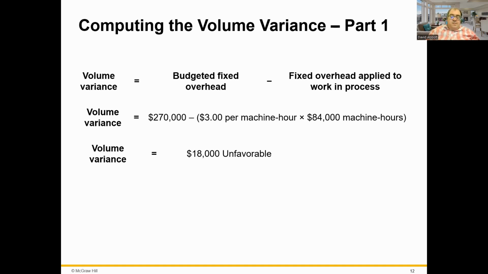Computing the volume variance. The volume variance of 18,000 unfavorable is computed as shown. The fixed overhead applied to work in progress, which is 252,000, is computed by multiplying the fixed component of the predetermined overhead rate, or $3, by the standard machine hours allowed for the actual output, which is 84,000. We take that, and it comes out to this 252,000, what's in parentheses there.